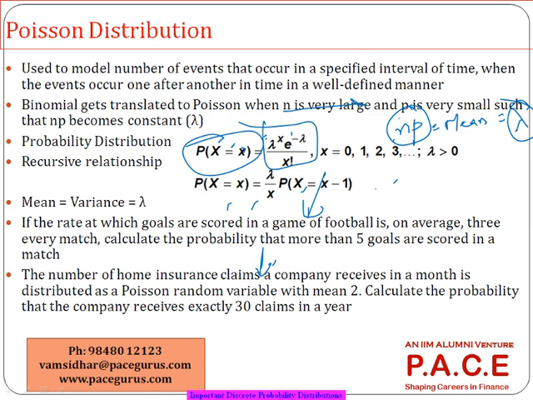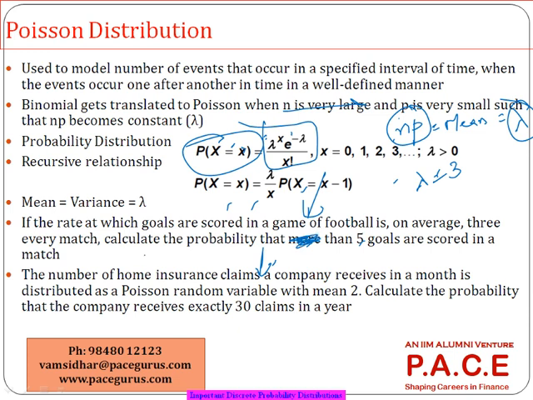So the constant is 3. So the lambda is equal to 3 here. 3 per match. What is the chance that more than 5 goals are scored in a match? Let's not use more than. What is the chance that 5 goals are scored in a match?